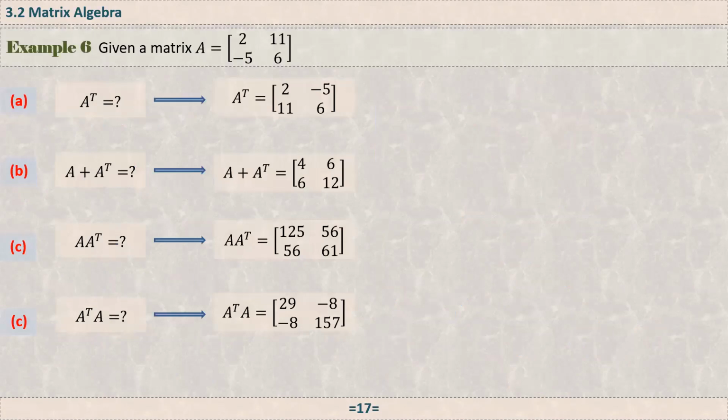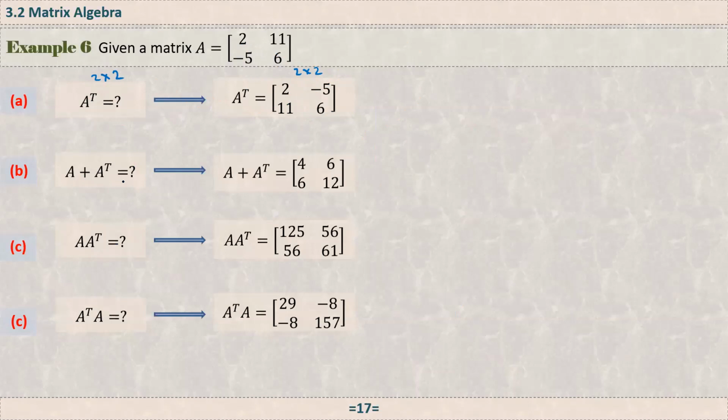Next example. Given a matrix A whose entries are 2, 11, -5, and 6, what is A transpose? We know this is a 2 by 2 matrix, and the result will also be 2 by 2, no problem. Now I write each row of A as a column of A transpose, right? That is 2, -5 in the first row, and 11, 6 in the second.